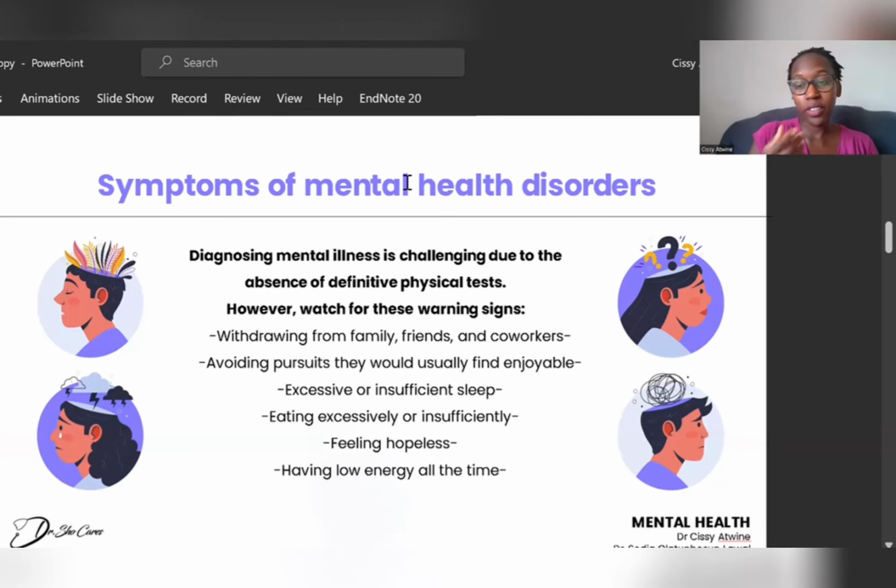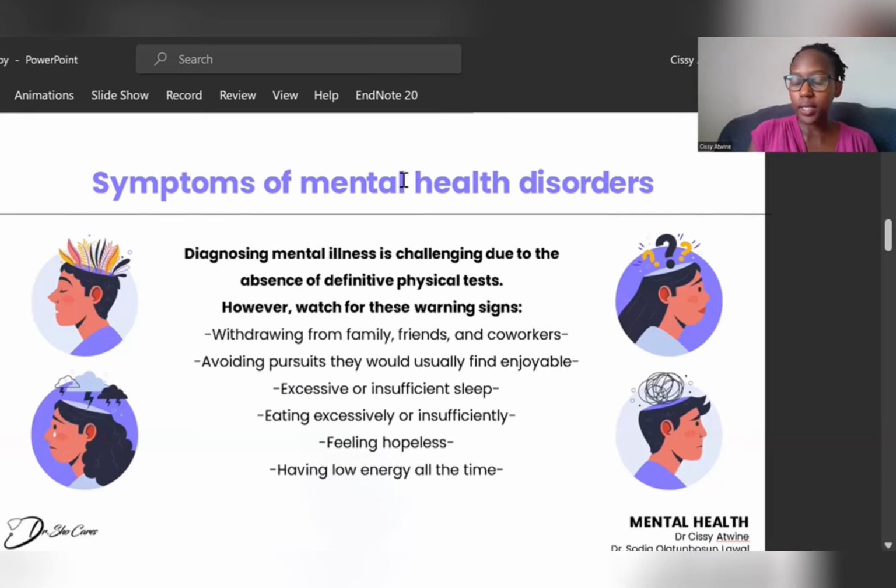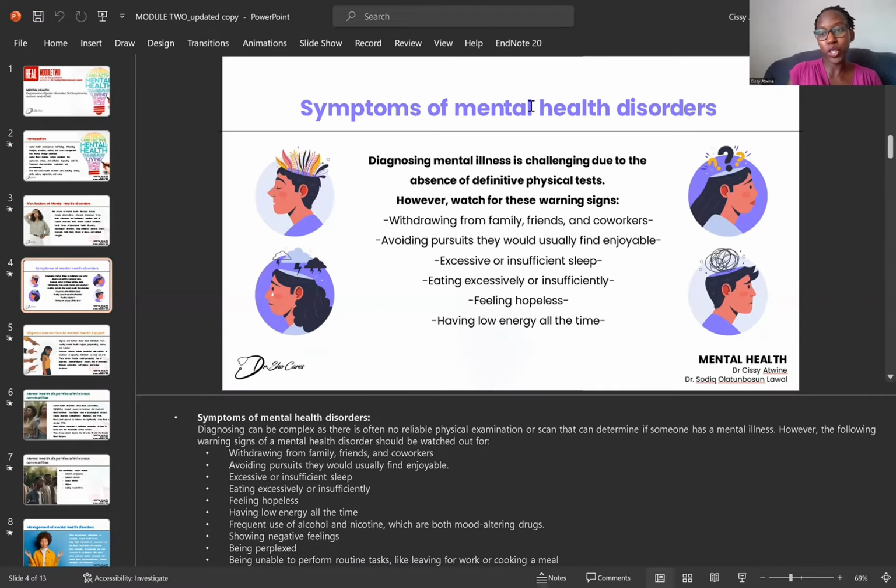Excessive sleep or even too little sleep. A lot of times it's too little sleep, but sometimes it's too much sleep. Eating too much or even eating too little. Feeling hopeless, having low energy all the time. As you can see, the symptoms can be really, really broad. There's a broad range of symptoms.